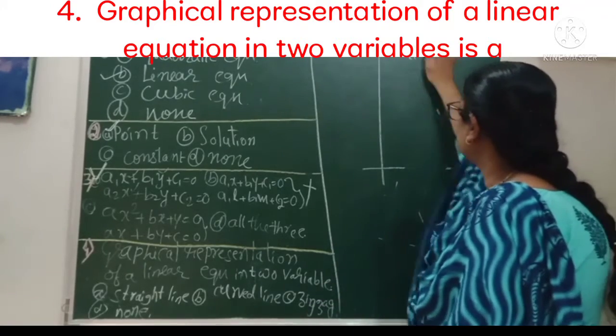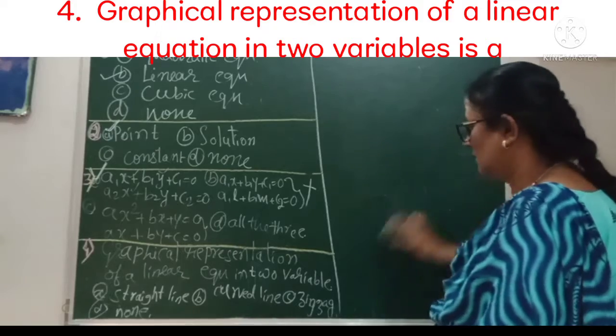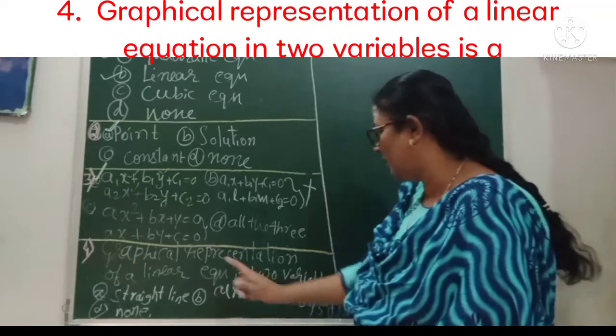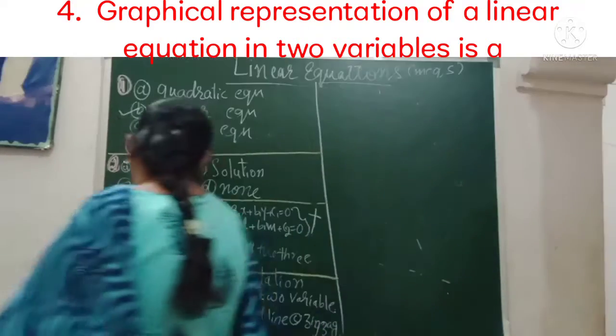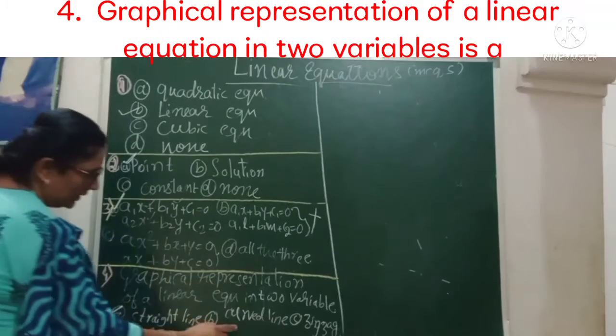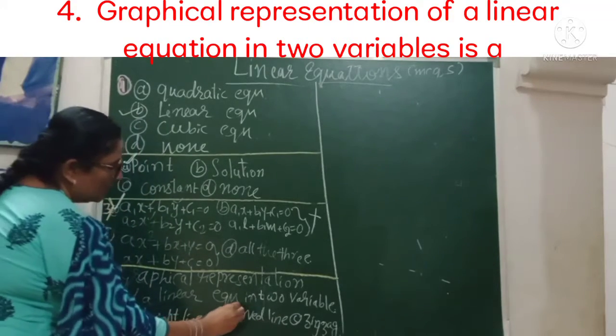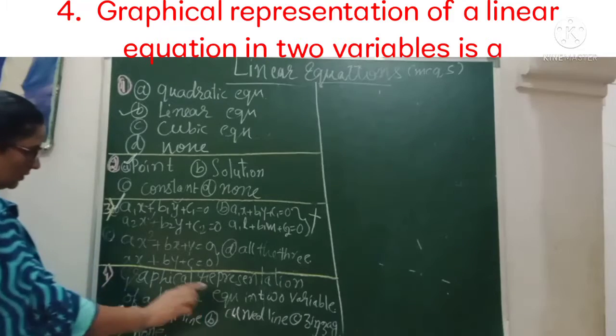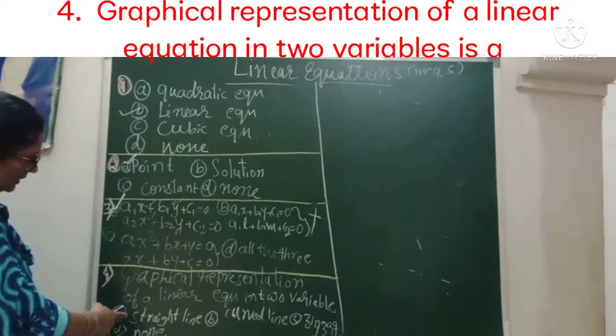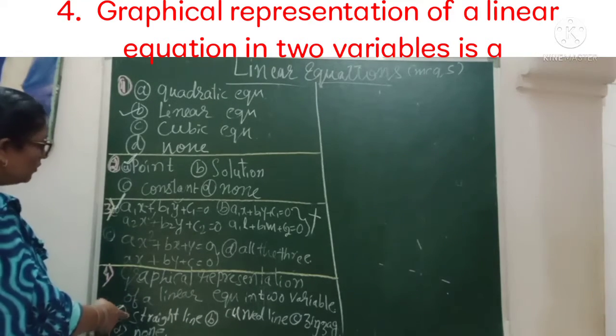So it is a very simple thing here. What happens when you draw a linear equation graphically? You get a straight line. Remember this: this curve is not a straight line. You are going to get one line, and these are not the options at all. So this is the correct answer to the fourth question.